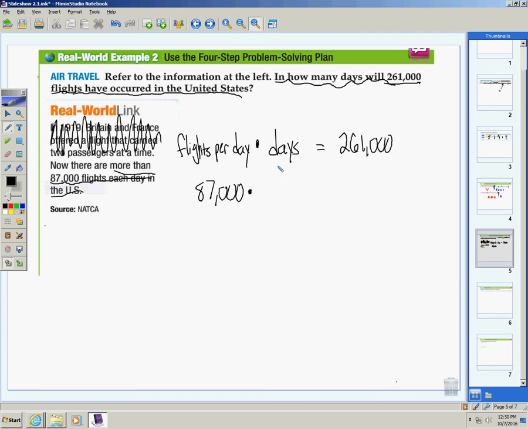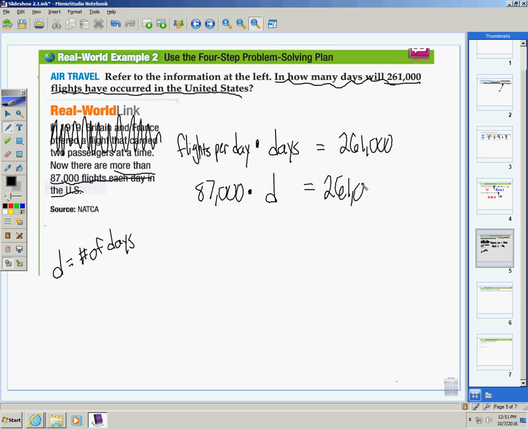If I don't know something, I have to make a variable. And notice in my question it actually asks me in how many days. I don't know the number of days, so I need to make a variable. Whenever we make a variable, we go off to the side and we say D equals number of days. You can never just put in a variable without first explaining what that variable means. We always have to know what a variable means. And so I just plug in D for number of days, and now I've got my equation.